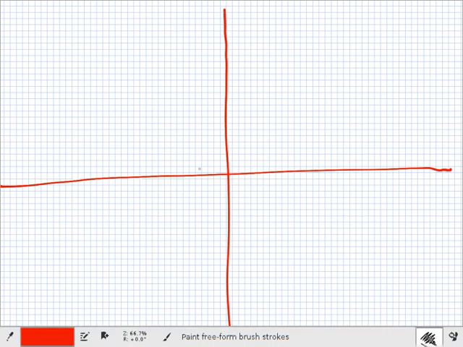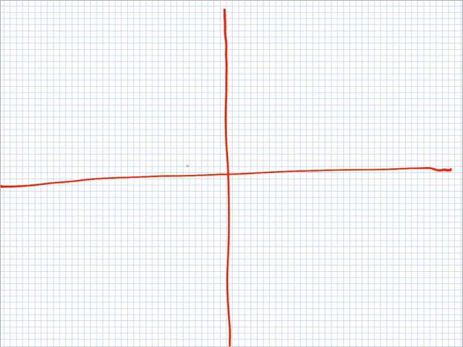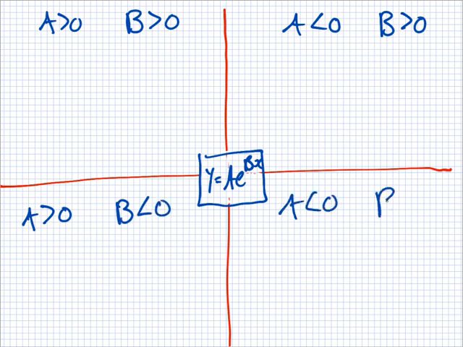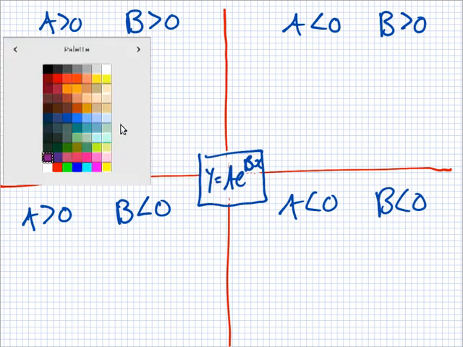Let me make a little bit of a space in the center here. What we're looking at is the y equals a e to the bx graph. In the first situation, a is positive and b is positive. Then we'll do a is negative and b is positive, then a is positive and b is negative, and the last one is a is negative and b is negative.